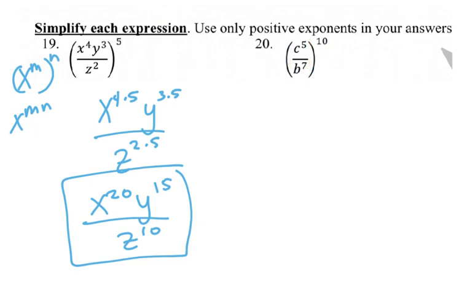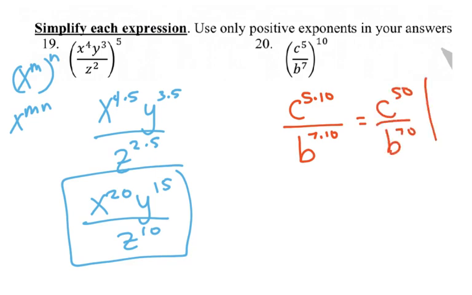So there's nothing to do inside, so I'm going to have c to the 5th to the 10th, multiplied over b to the 7th to the 10th. That's going to be c to the 50th over b to the 70th. And that's all there is to that.